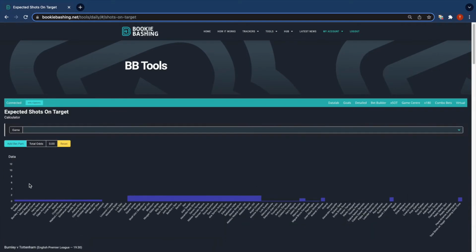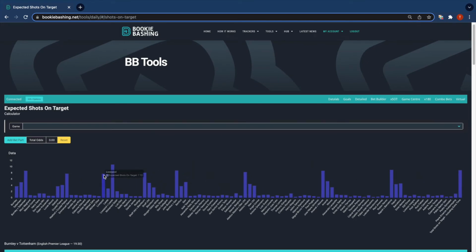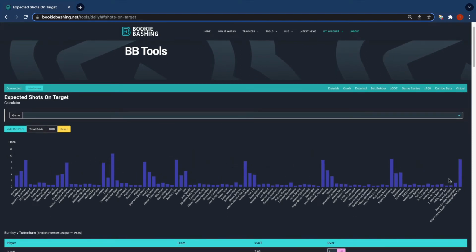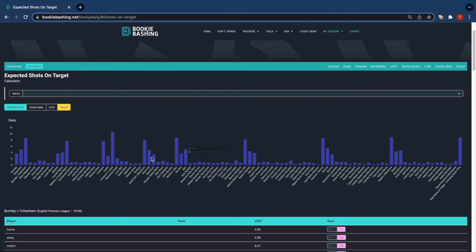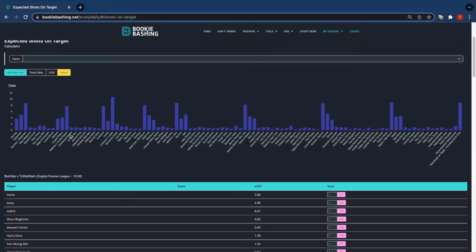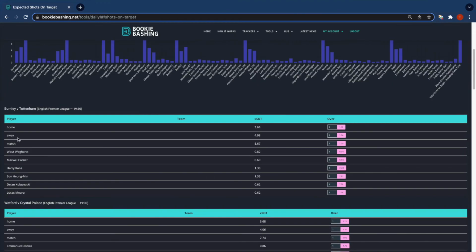And it opens up this graph. Sometimes this can take a little bit of time to load. It's just when there's a lot of data, it just takes a few seconds to load into the browser. We see a list of games, loads of players. And again, we take this data from multiple sources. So if any one source is out on a particular player, over large amounts of data, it will even itself out. And we see here that Weghorst is expected to have 0.82 shots on target.